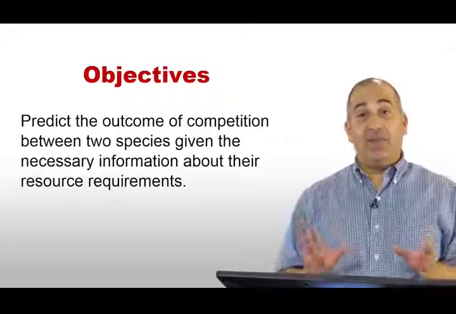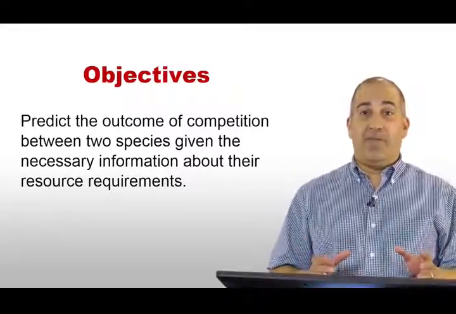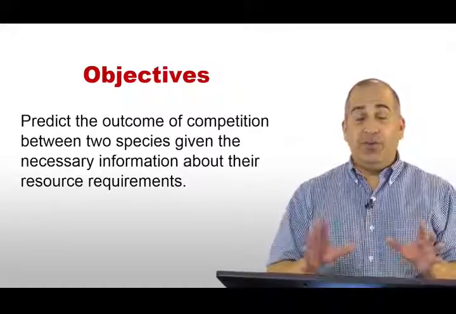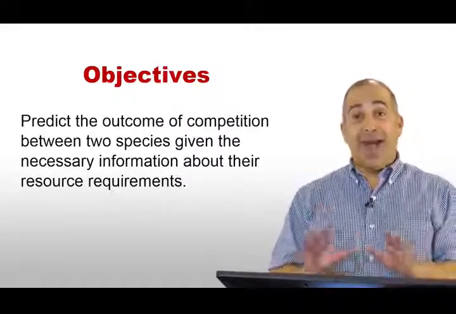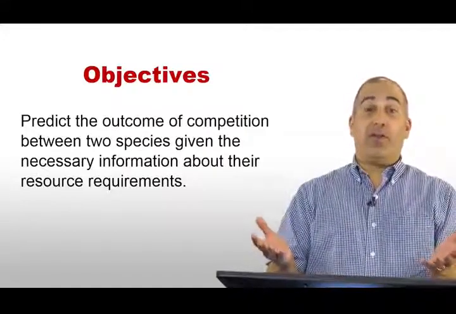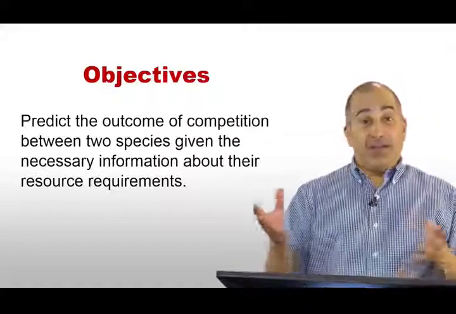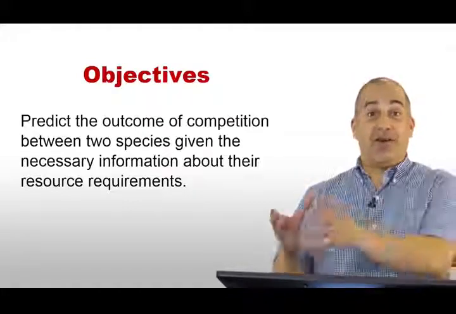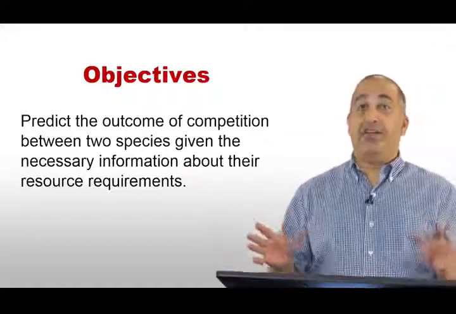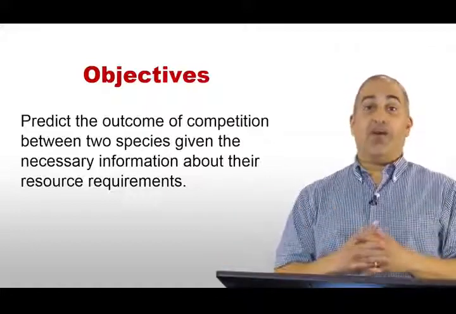If I give you some information about those species, about their resource requirements, about their competitive abilities, you should be able to predict mathematically whether they're both going to be able to survive or whether one species is going to outcompete the other. In fact, you should be able to tell me which species is going to outcompete the other. And you can say to yourself, well, I don't know how I'm going to do that, Mike. That sounds like a tall order. But that's exactly what we're going to talk about.